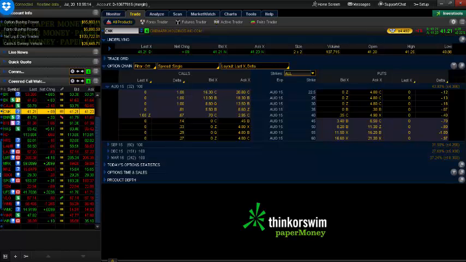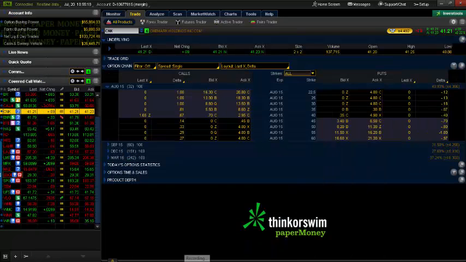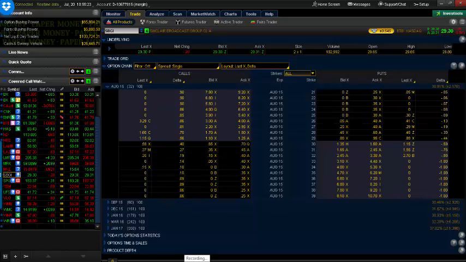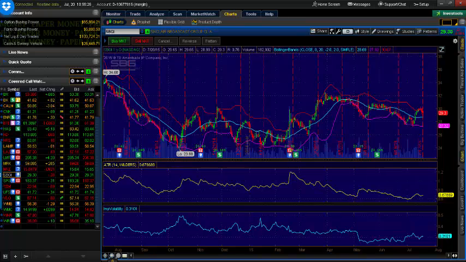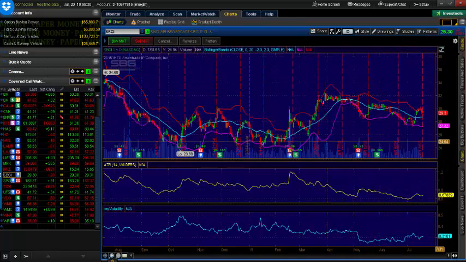Next one is SBGI. Okay, these are liquid, so we can consider this one. Lower high, lower low, more bearish than bullish. I'm going to move past that. See if we can find this TSM.